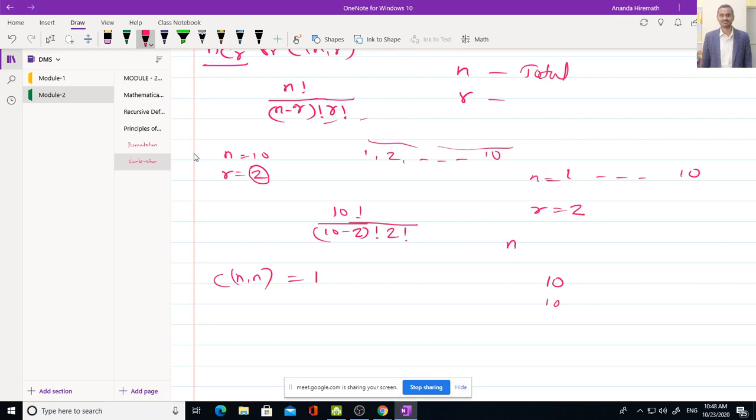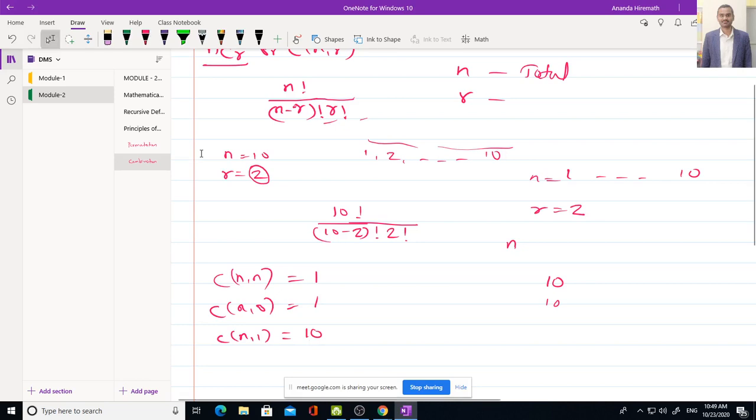Very good. Then C of n comma 0. I want to choose 0 shirts from 10. How many such ways are there? One. Again only one way: I did not select any shirt. Now C of n comma 1. There are 10 shirts and I want to choose only one at a time. How many combinations are there? 10. Yes, very nice. So you need to remember these standard results.